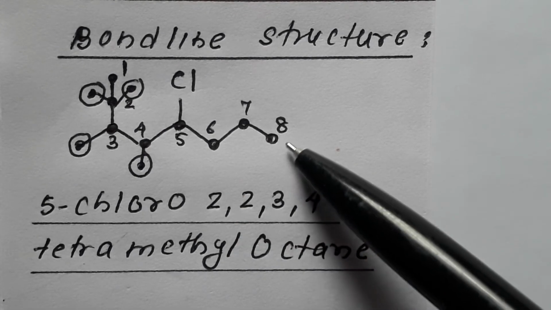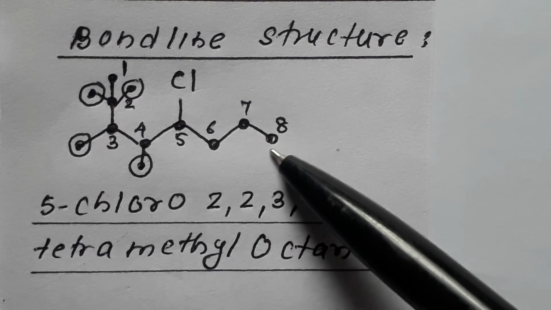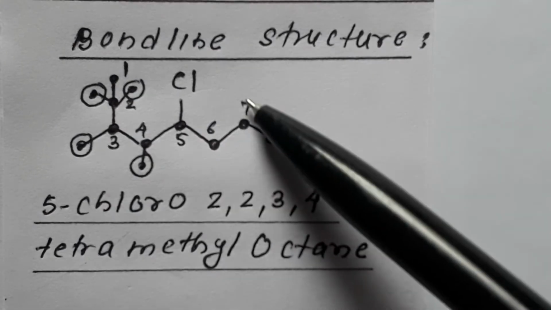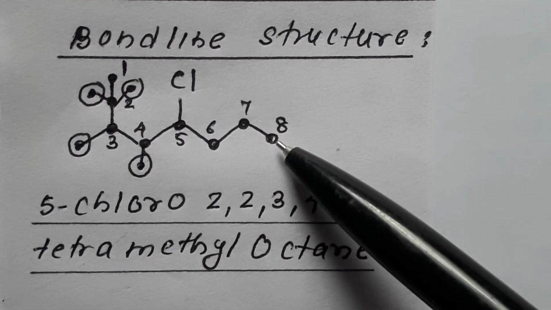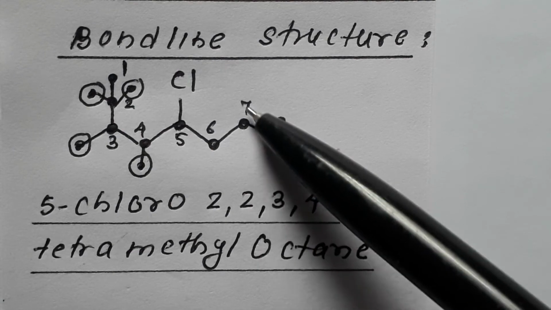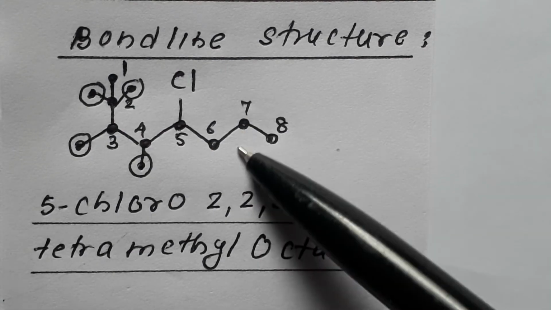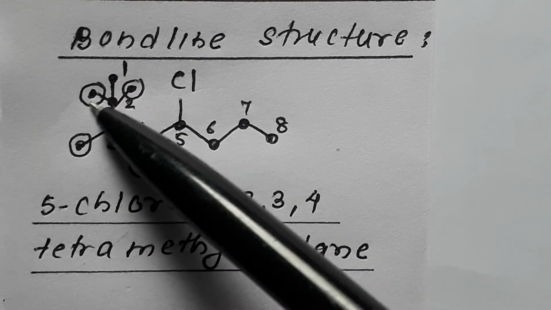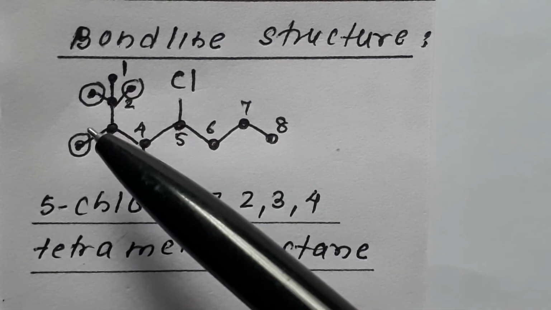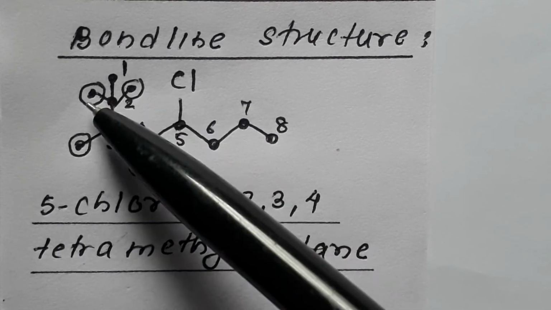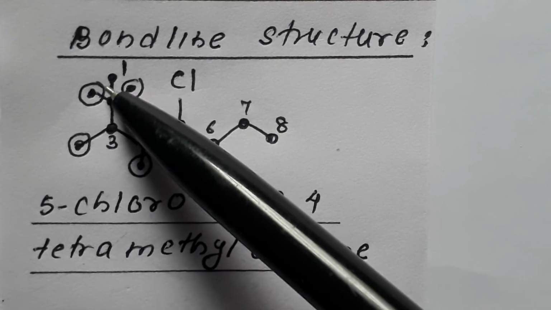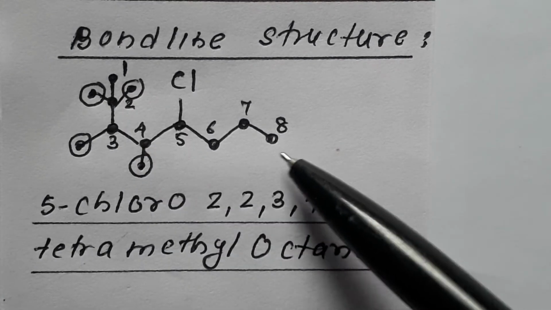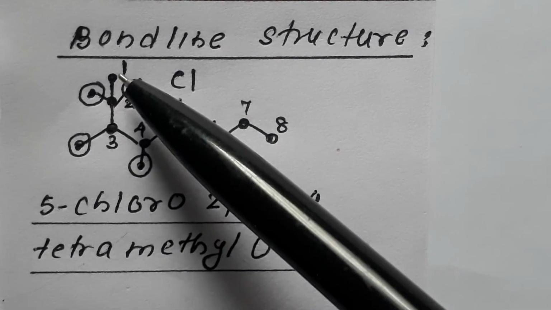Now from the right hand side, at position number 2 there is no branch attached. But from the left end at position 2 there are 2 branches attached. So there are more branches from the left end than from the right end. Therefore numbering begins from the left end.